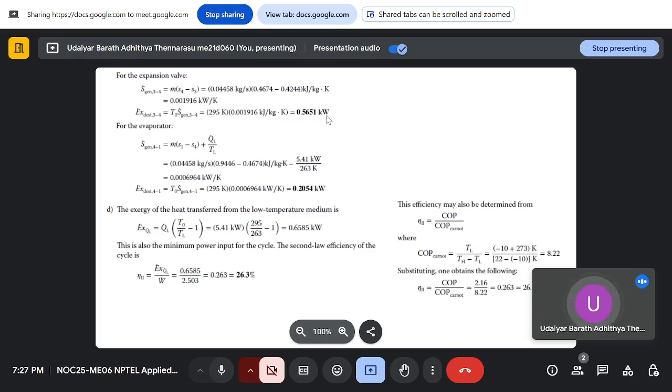And for the evaporator, similar to what we did in the condenser, so m dot times S1 minus S4, out minus in, plus QL by TL. Since the room is at minus 10 degrees Celsius, your source temperature is 263 and QL is 5.41. Substituting, you get exergy destroyed as 0.2054 kilowatt.